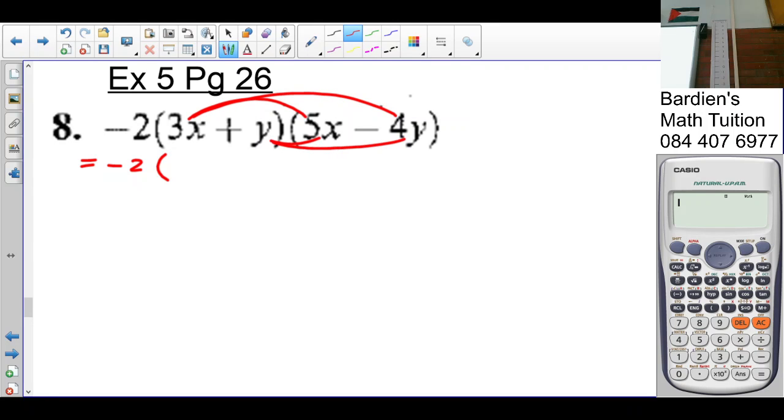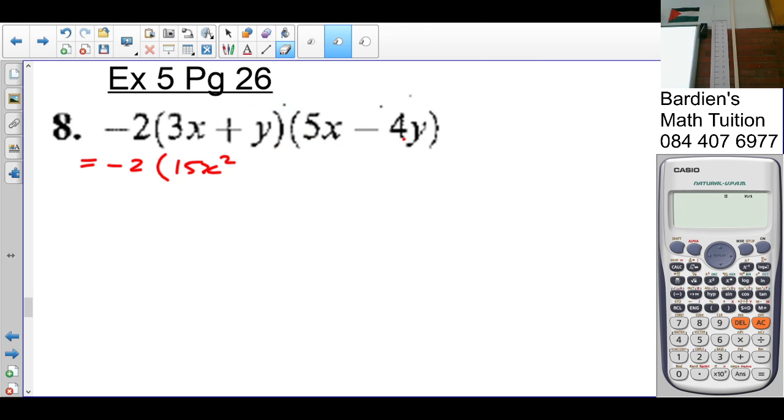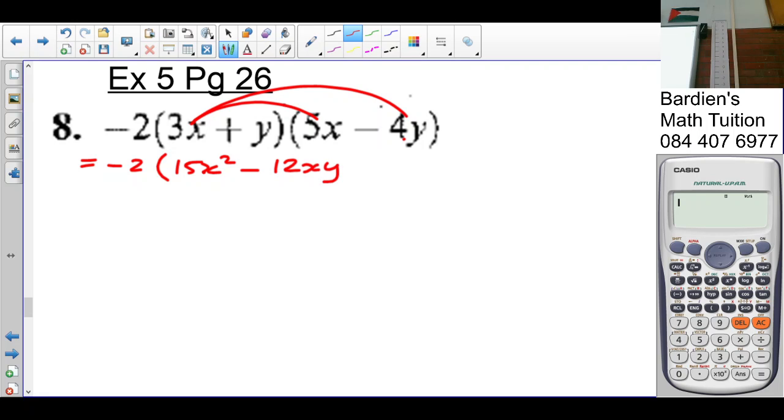So 3x times 5x is 15x squared. 3x times negative 4y is going to be negative 12xy. Y times 5x, 5xy. Y times negative 4y, negative 4y squared. Will you guys understand? Right?